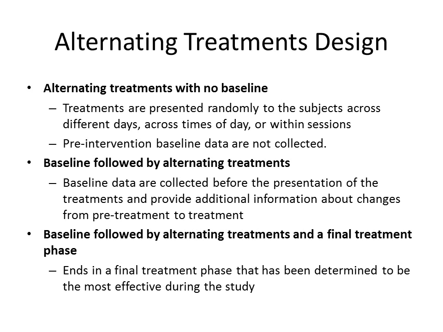If you wanted to be the most thorough, you would conduct the kind of alternating treatments design that is a baseline followed by your alternating treatments, and then you can follow the alternating treatments up with a final treatment phase. So you look at the lines on the graph and you figure out which treatment was more effective, and then you carry out for a number of sessions that specific treatment that was deemed to be most effective.